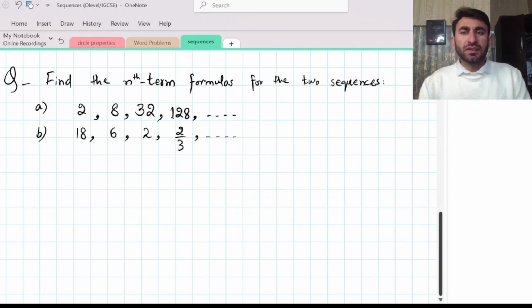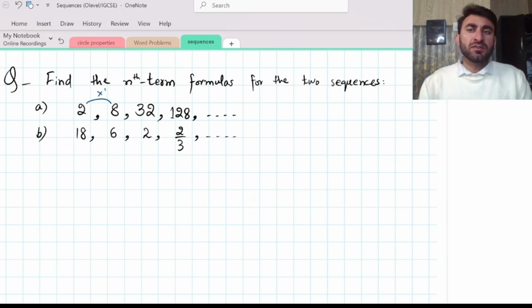In order to figure out the type of sequence, first determine the term to term rule for the sequence. In part A, when we multiply 2 by 4, it becomes 8, and when we multiply 8 by 4, the same number, it becomes 32. And again, in order to get 128, we multiply 32 by 4. So the term to term rule here is multiply by 4. So it is an exponential or geometric sequence, and the number multiplied here is r.